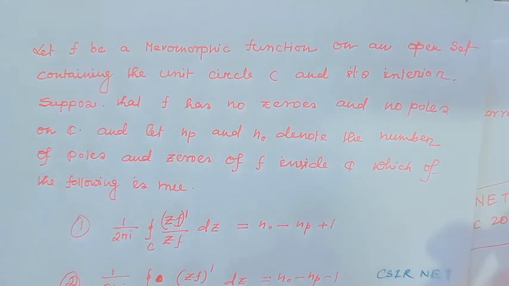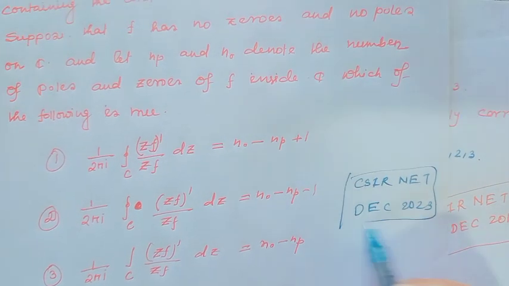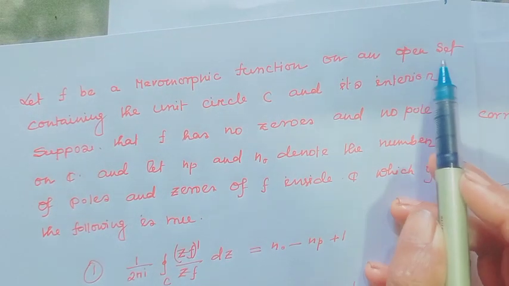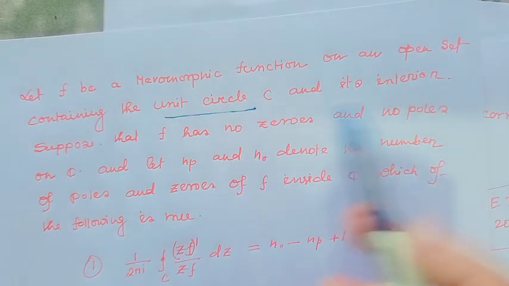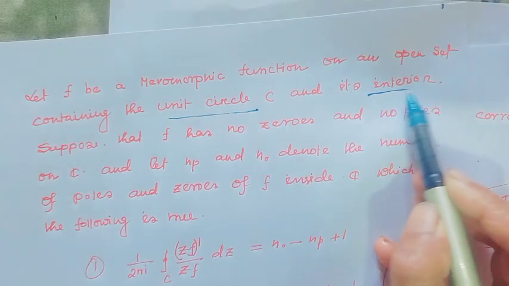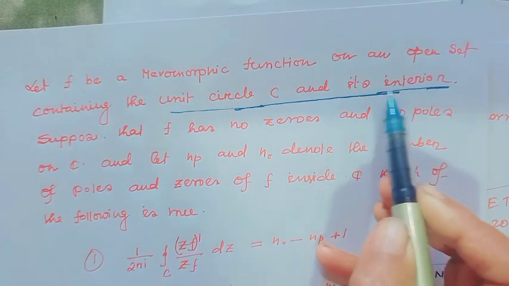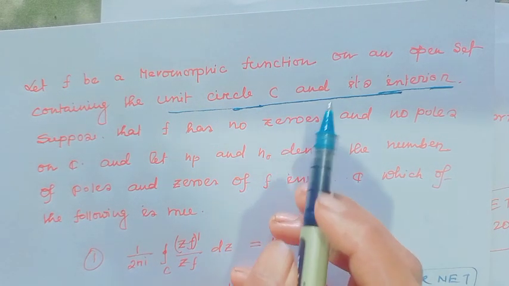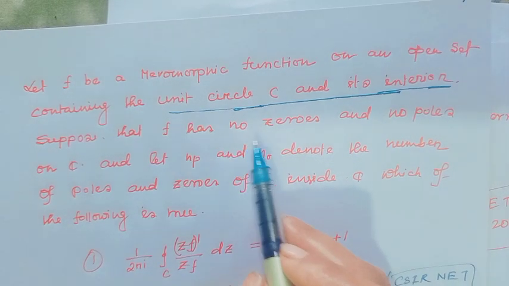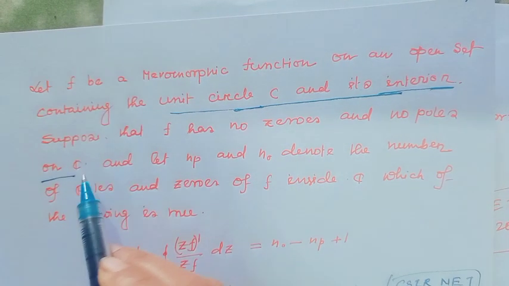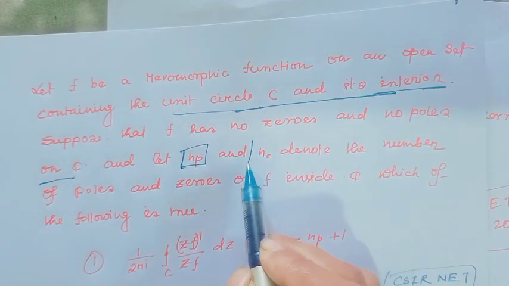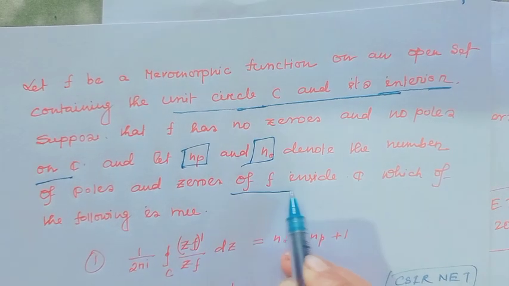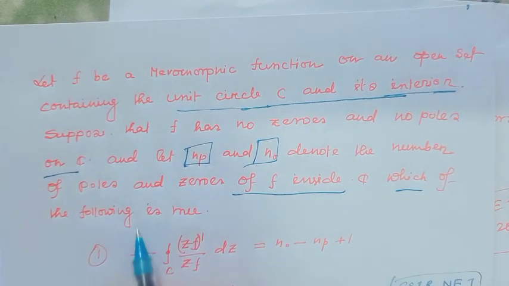Next question, which had come in the CSIR NET 2023 exam. The question is: let f be a meromorphic function on an open set containing the unit circle C and its interior. C is the unit circle, C means the whole unit circle actually. And suppose that f has no zeros and no poles on C, and let Np and N naught denote the number of poles and zeros of f inside C. Then which of the following statements is true?